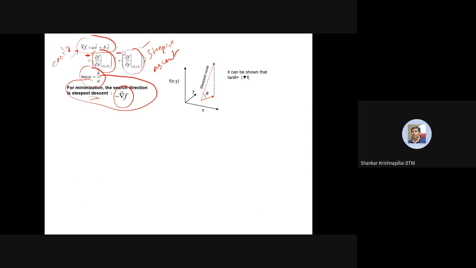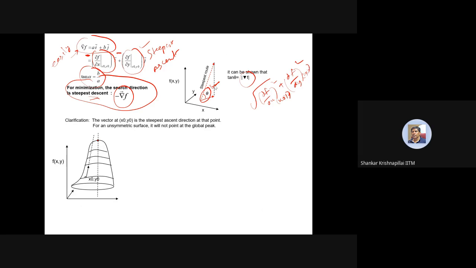And how to find this elevation angle theta? It can be shown that the elevation angle theta is equal to the absolute value of the del f vector, that is, root of partial f by partial x whole squared plus partial f by partial y whole squared at x naught, y naught. But this is not important.